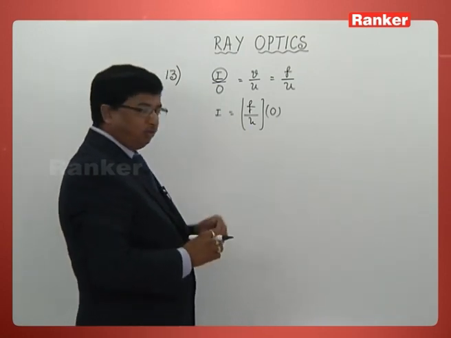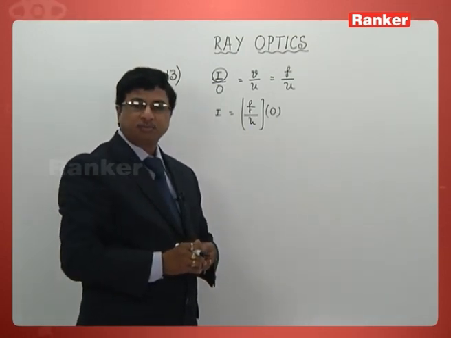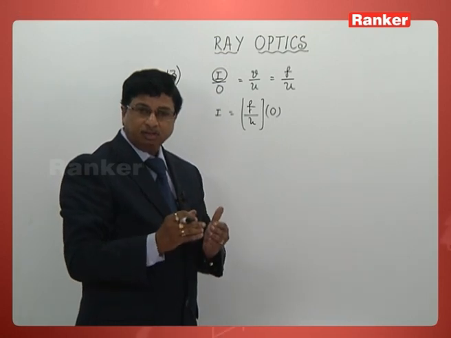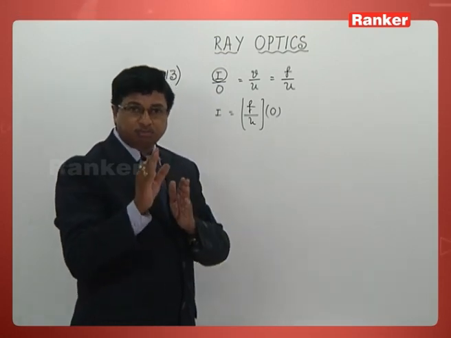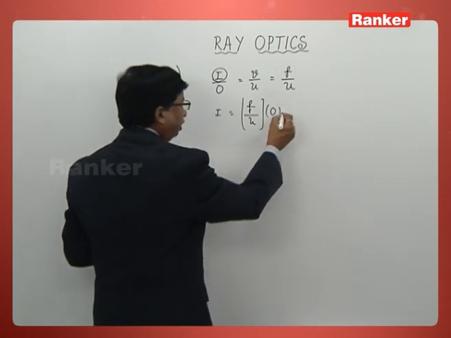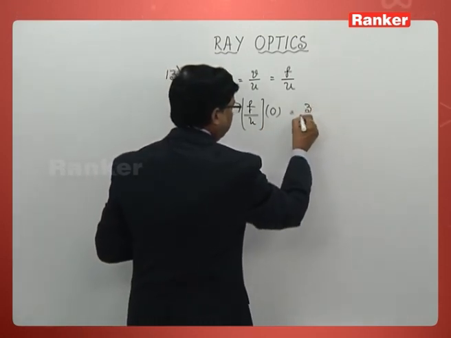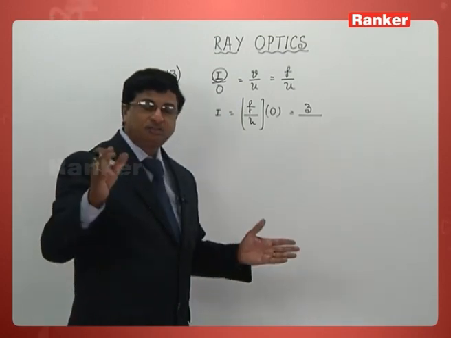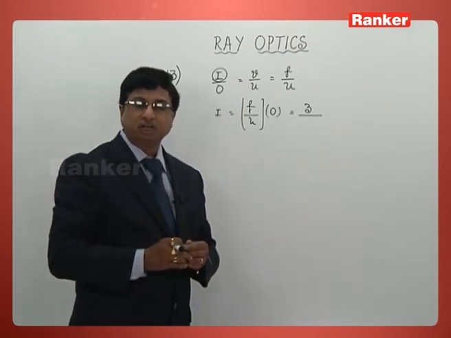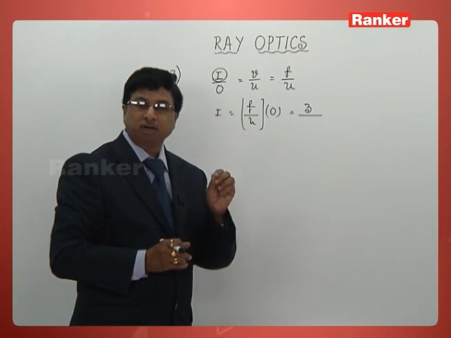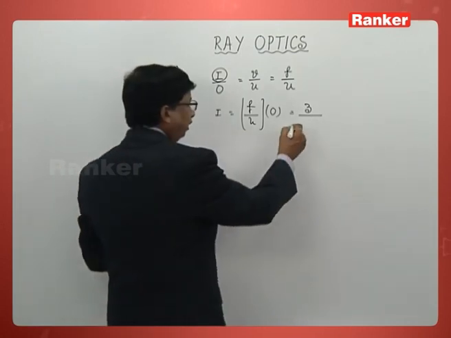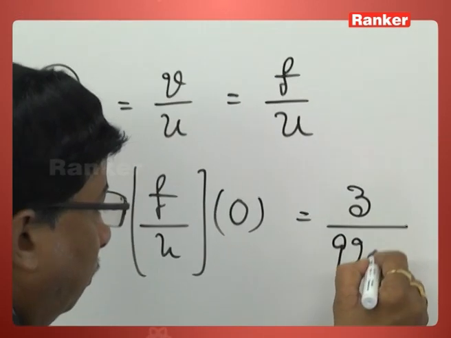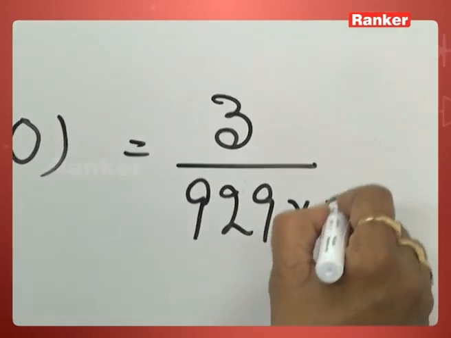What are the values he has given? You see there, the radius of curvature is given as 6 meter, so the focal length can be taken as 3 meter. What is the average distance to the object he is talking about? 929 into 10 to the power 5 miles. So write the same thing, 929 into 10 to the power 5.